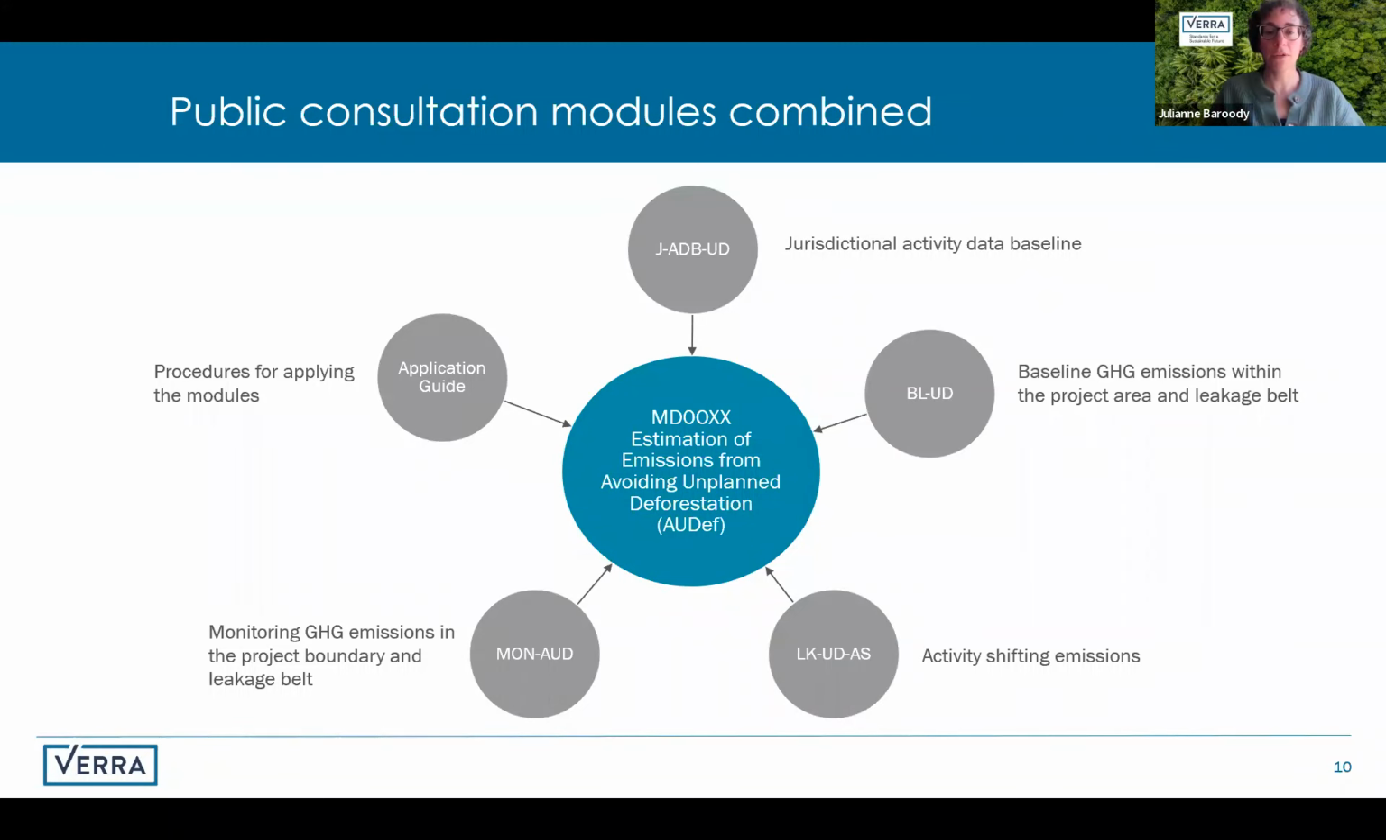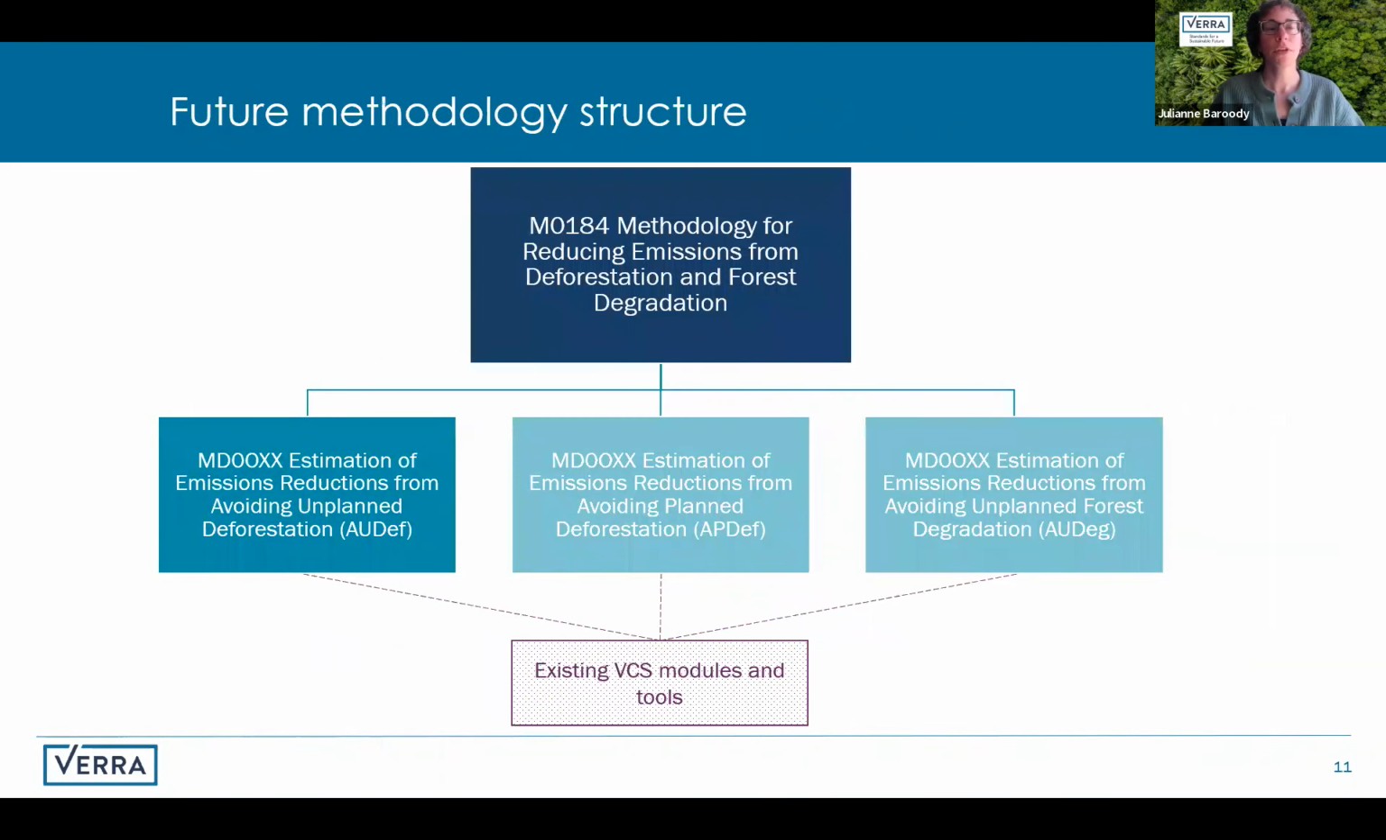So we combined all of those because in order to use this methodology for an avoiding unplanned deforestation project, you would have to use all of those modules. And what is in the body of the current module is what needs to be done by the project proponent. What is in the appendices is what needs to be done by Verra or a data service provider on behalf of Verra. You'll hear more about that process later.